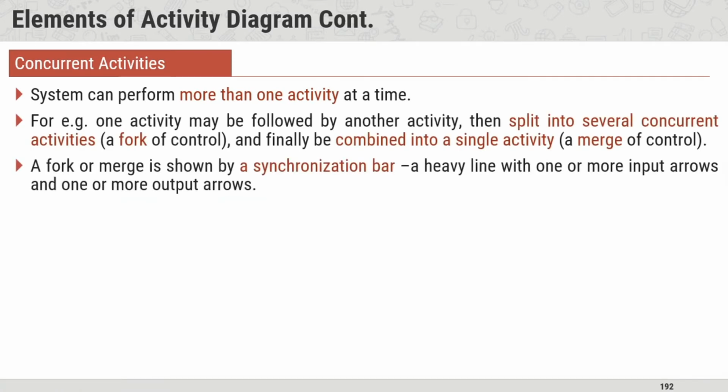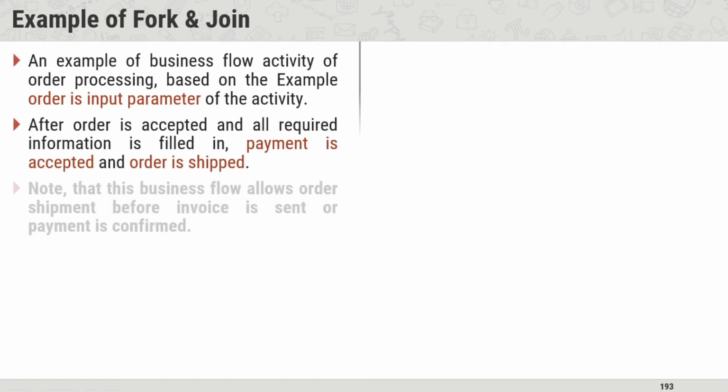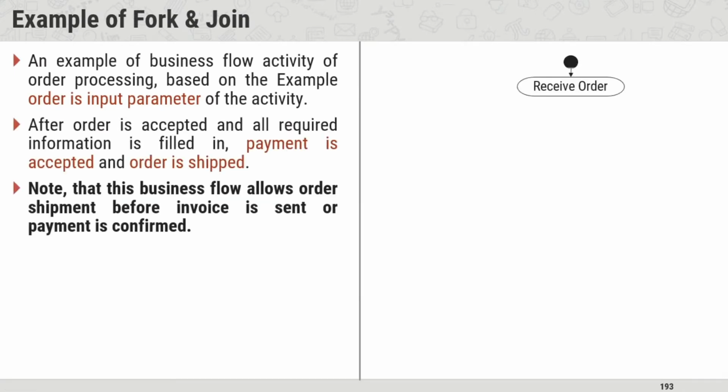And if you want to denote concurrent activities, if two activities are getting merged into one activity, you use this symbol. And if one activity is getting divided into more than one activity, with no condition, but still being divided into multiple activities, we use this fork symbol. So let's take the example of a fork and join: an example of a business flow activity of order processing.